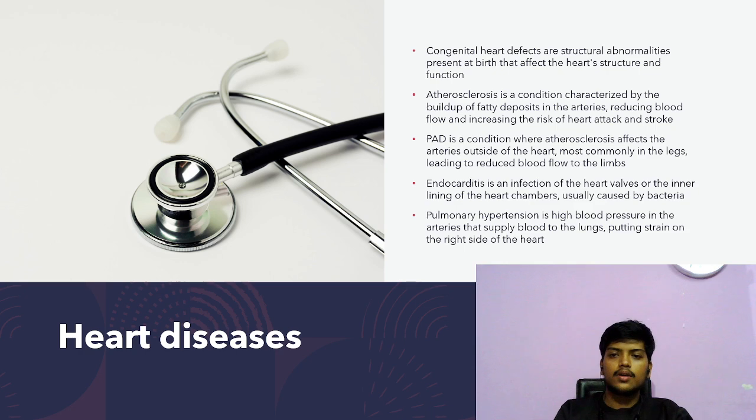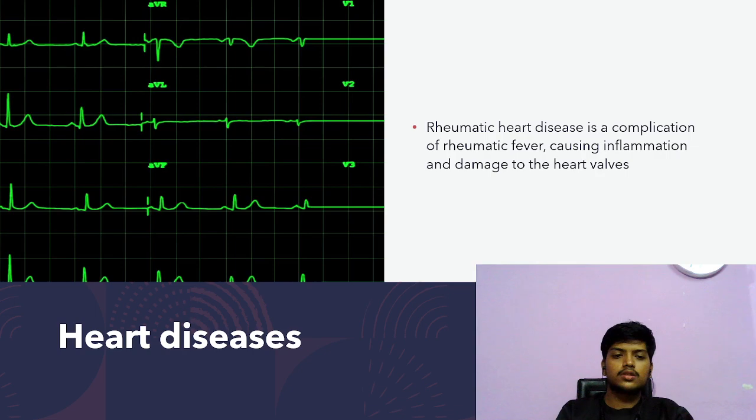Next, you have congenital heart defects, atherosclerosis, endocarditis, and pulmonary hypertension. Endocarditis is an infection of the heart valves or the inner lining of the heart chambers, usually caused by bacteria. Pulmonary hypertension is high blood pressure in the arteries that supply blood to the lungs, putting strain on the right side of the heart. Atherosclerosis is a condition characterized by a buildup of fatty deposits in the arteries, obstructing blood flow and increasing the risk of heart attack and strokes.